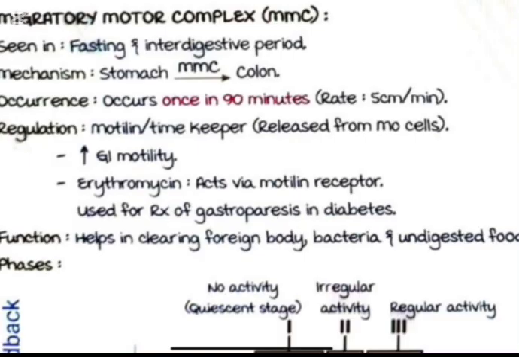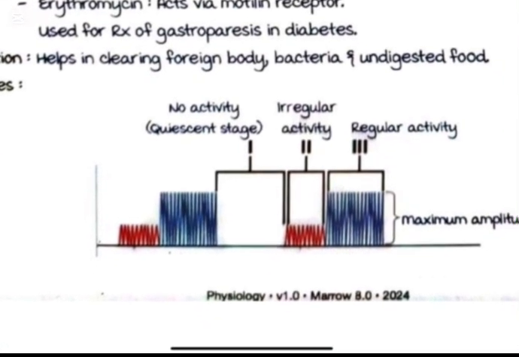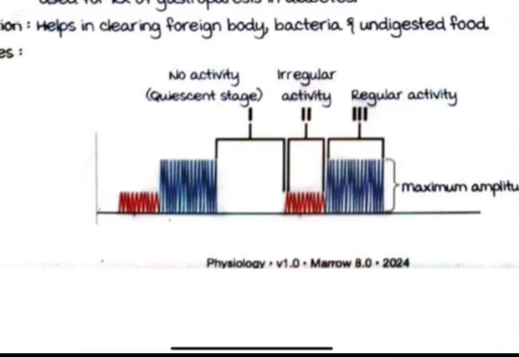Regulation: motilin is the timekeeper, released from Mo cells. It increases GI motility. Erythromycin acts via motilin receptors and is used for treatment of gastroparesis in diabetes. Functions: helps in clearing foreign bodies, bacteria and undigested food. So here you can see maximum amplitude in the diagram: no activity, crescendo stage, irregular activity, regular activity.